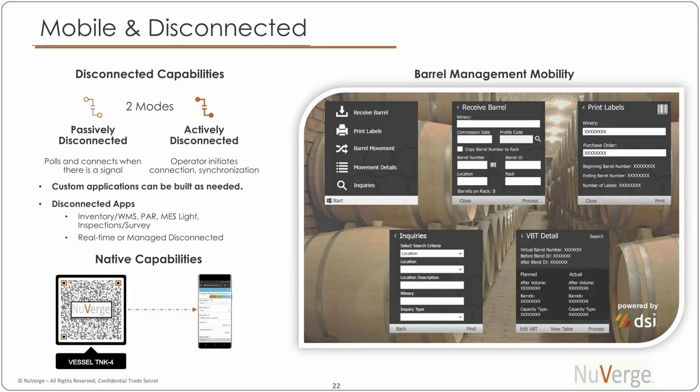So how do we solve for that? We have passive and active disconnected capabilities, and we have some native capabilities I just mentioned earlier around QR codes, the ability to walk through your cellar as a winemaker and be able to scan those things and bring the application that you need right to your fingertips, the tank information, things like that. But also all the way out to the consumer, right? QR codes to the consumer. We'll talk about that in a bit too.